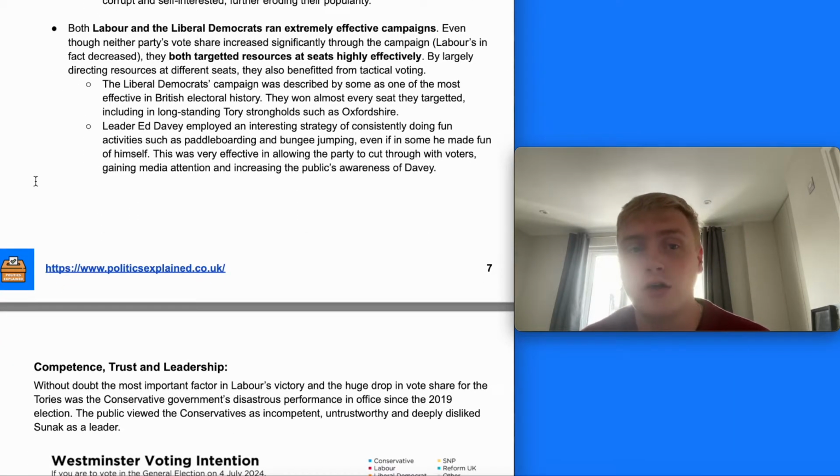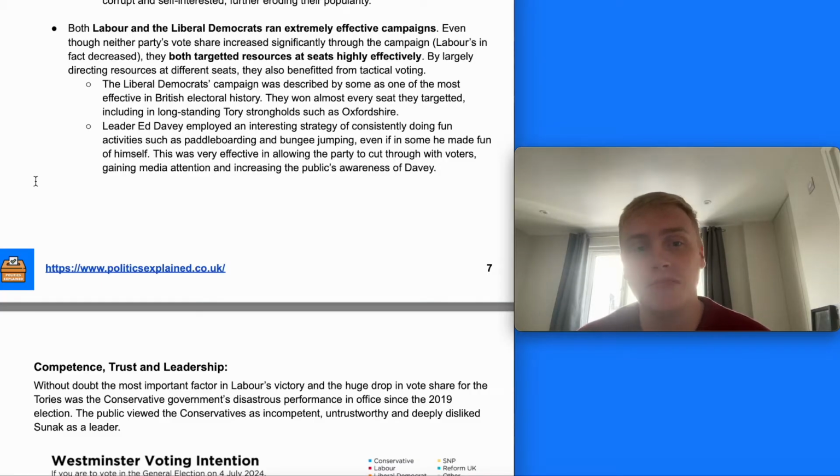Even though neither party's vote share increased significantly through the campaign, they both targeted resources at seats highly effectively. And by directing resources pretty much almost exclusively at different seats, they also benefited greatly from tactical voting. The Lib Dems' campaign was described by some as one of the most effective in British electoral history. They won almost every seat they targeted, including long-standing Tory strongholds such as Oxfordshire, in which the Tories have been completely wiped out.